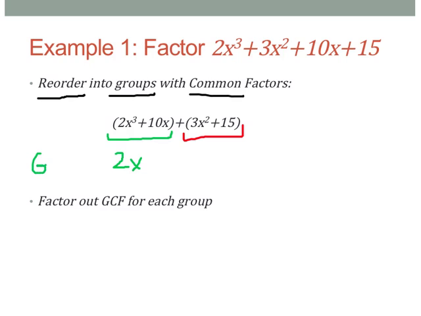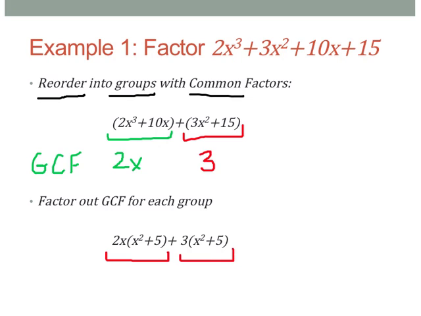For the second group, the GCF that we can take out between 3x squared and 15, think about it. The only GCF we have here is 3. There's no x with the 15, so we can only take out the number 3. So now let's see what this would look like. If we factored just the GCF out of each group, you would end up with the following expression. 2x factored out of that first group looks like this. 3, factored out of the second group looks like this. So now we have it separated into 2 groups.